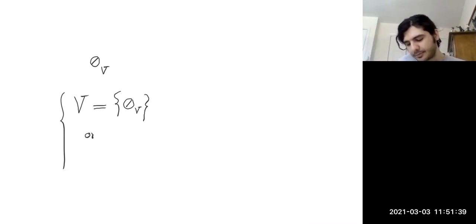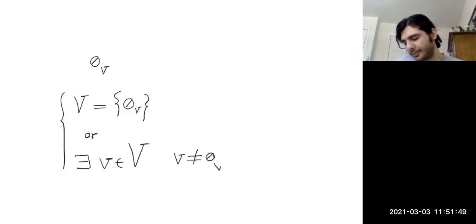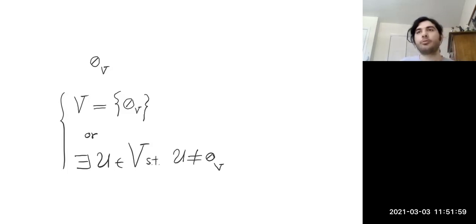Or there exists a vector v inside our vector space, which is not 0. Let me use another notation. There exists a vector u inside our vector space such that this is not 0. Do you agree? I mean, there are two cases. Either the whole vector space is just 0, just one point, the whole set of vectors is just one point, or there are other elements besides 0. Let's choose one of those non-zero elements u.